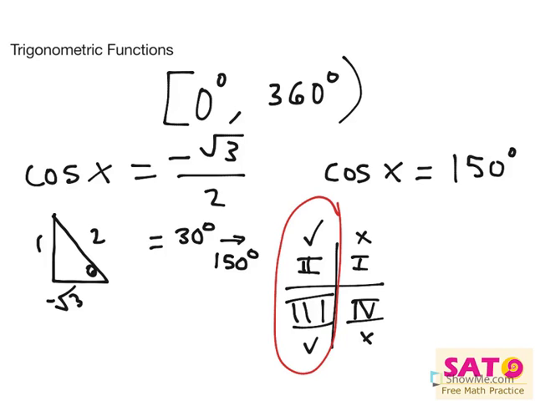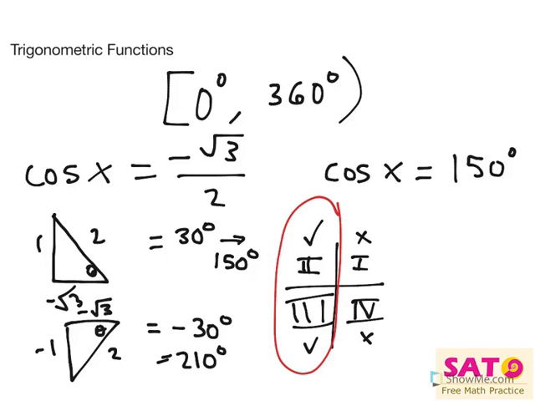For quadrant 3, it would be a triangle such as this with theta here. Same thing, let's do negative square root of 3 and 2, and this side would be negative 1. And we would get equals negative 30. Also known as 210 or negative 150.